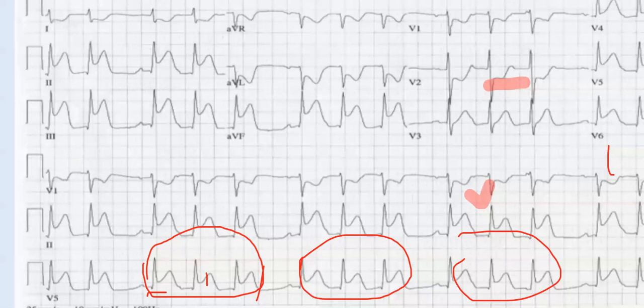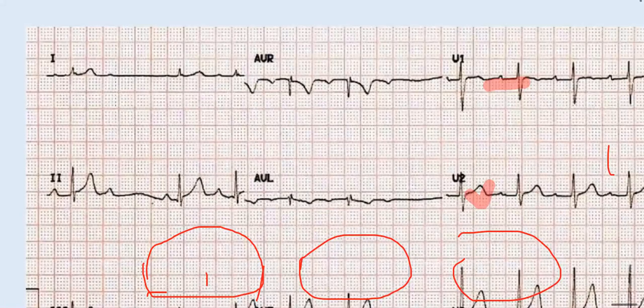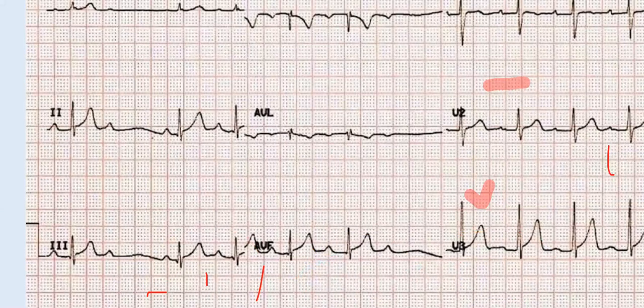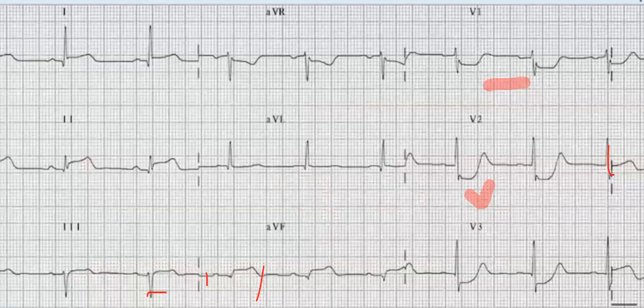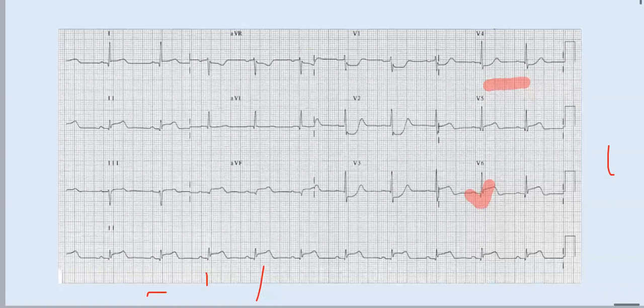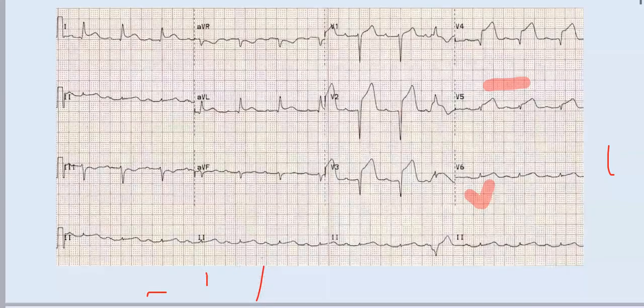Now, what do we have here? What is this? Okay, leave this one. Don't worry about it now. This is again inferior posterior. What is this?